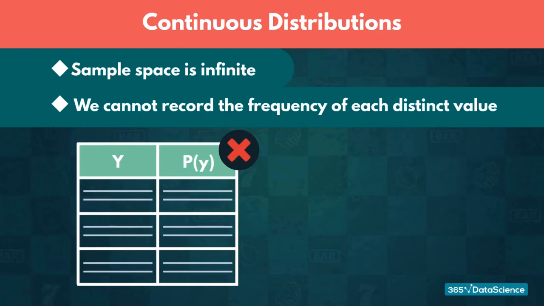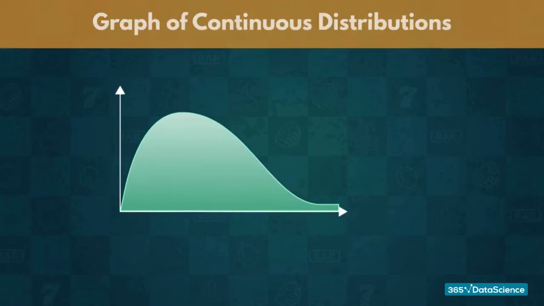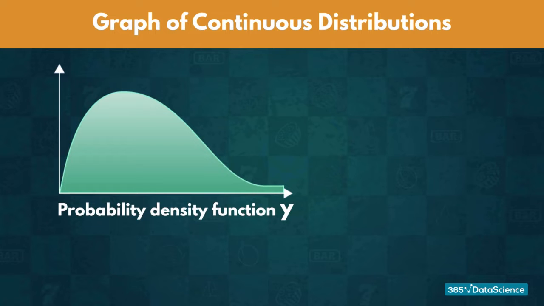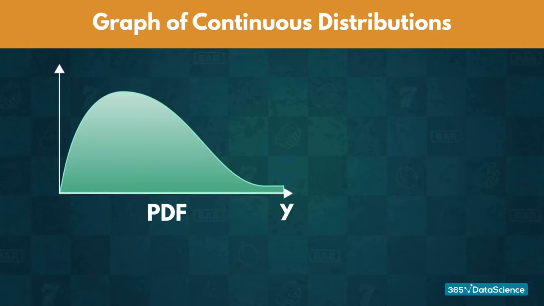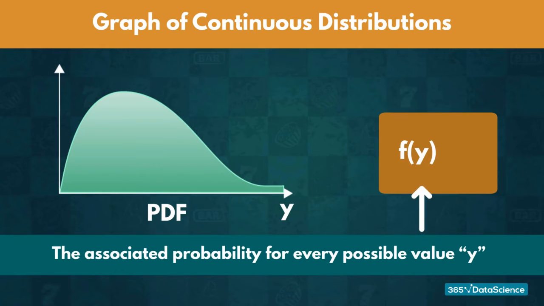What we can do is represent them with a graph. More precisely, the graph of the probability density function, or PDF for short. We denote it as f of y, where y is an element of the sample space. As the name suggests, the function depicts the associated probability for every possible value y. Since it expresses probability, the value it associates with an element of the sample space would be greater than or equal to 0.